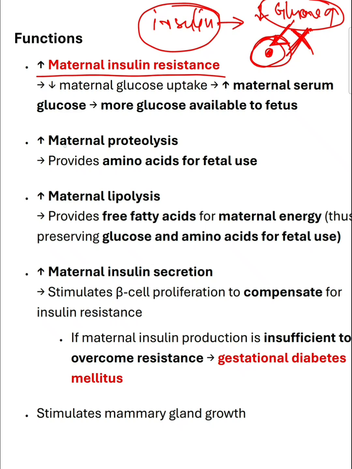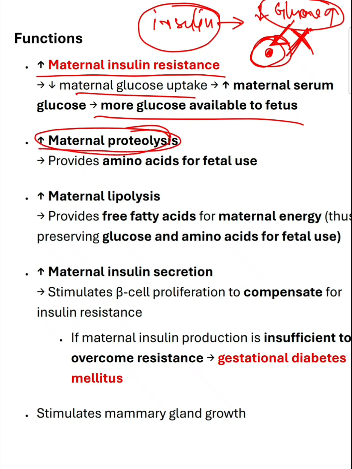So the main purpose of this is to provide glucose as fuel to the fetus. And it also increases the maternal proteolysis. Proteolysis means protein breakdown, right? So why does it do that? It does that because when proteolysis happens, amino acids will be released from the protein of the maternal body. Those amino acids will cross the placenta to go to the fetus, and the fetus can use that again for its growth.